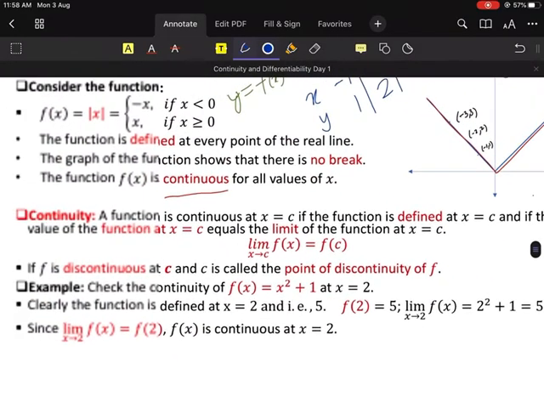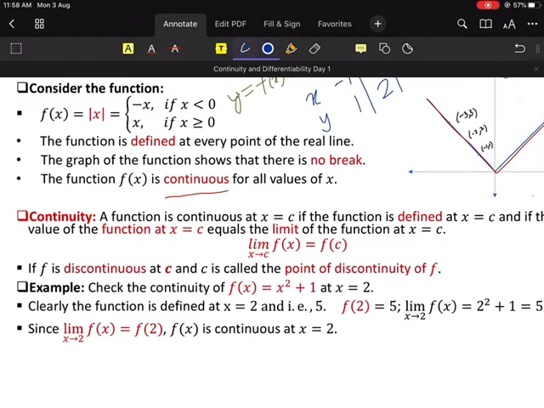Now look at here. So this is what I get. Now look at the function in here.